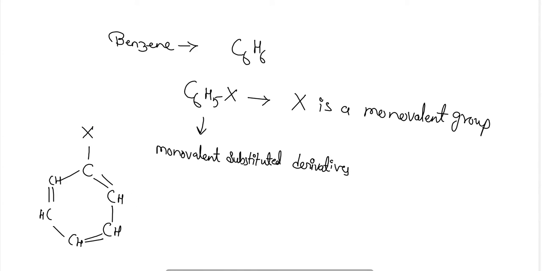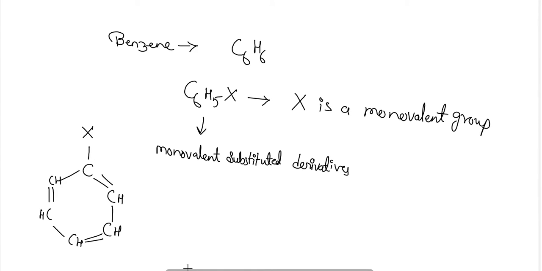Then it is termed as a monovalent derivative, and let us say it is replaced by X here. Now if one more hydrogen is replaced in the presence of this one monovalent substituted derivative group, then the name of that compound is based on the position of that particular replaced hydrogen.